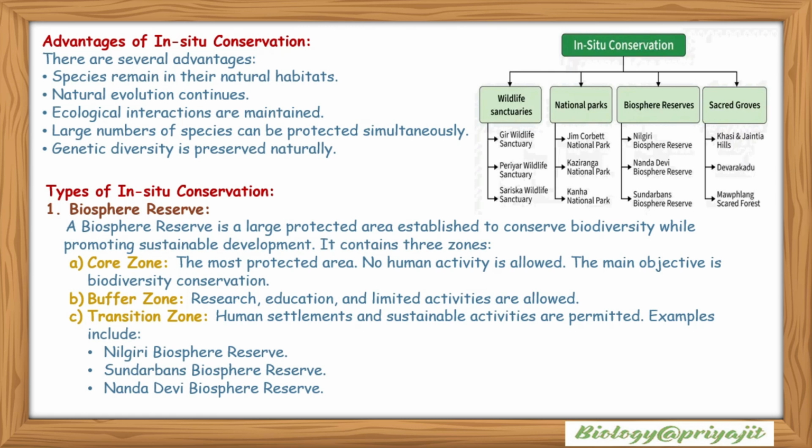Types of in situ conservation: in situ conservation basically includes wildlife sanctuary, national park, biosphere reserves, sacred groves, etc. So a Biosphere Reserve is a large protected area established to conserve biodiversity while promoting sustainable development. It contains three zones. Core zone, the most protected area, no human activity is allowed here. The main objective is biodiversity conservation. Buffer zone, research, education and limited activities are allowed. Transition zone, human settlements and sustainable activities are permitted. Examples include Nilgiri Biosphere Reserve, Sundarbans Biosphere Reserve and Nanda Devi Biosphere Reserve.